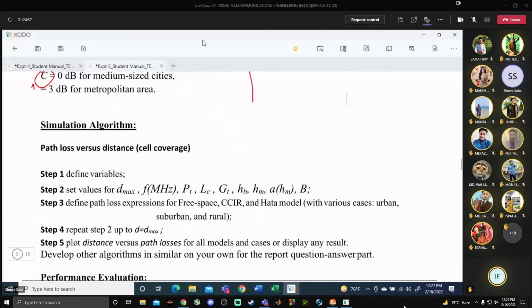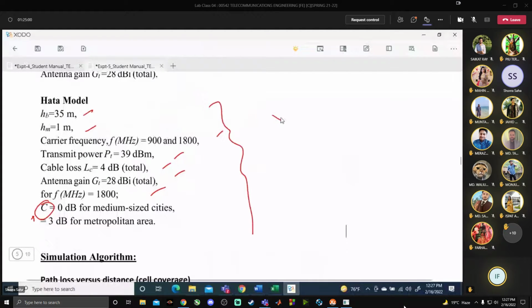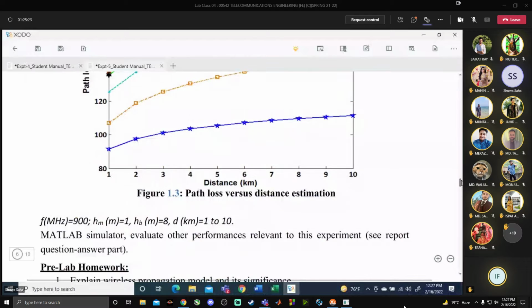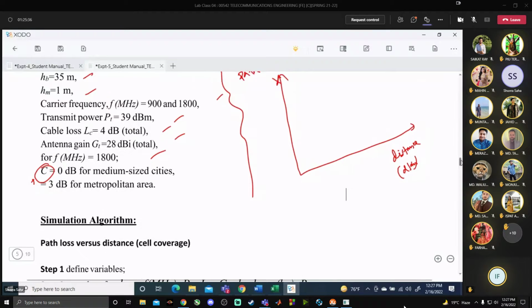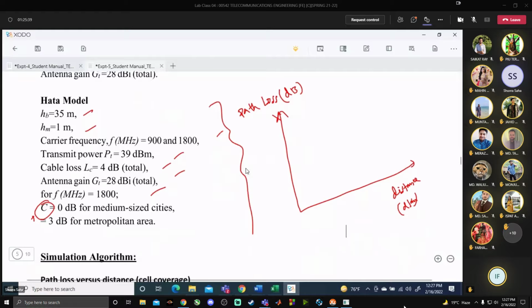So আমাদের কি করতে হবে, আমরা কি করব আসলে using all this? What we will be doing, we'll be plotting a graph of path loss in dB versus distance, d in কিলোমিটার। সো আমরা সবগুলো মডেলের জন্য এখানে একটা গ্রাফে প্লট করব, then we will make a comparison between them. সো এটা করার জন্য আমাদের কি করতে হবে?